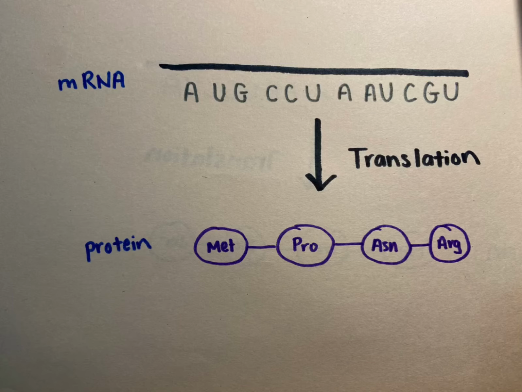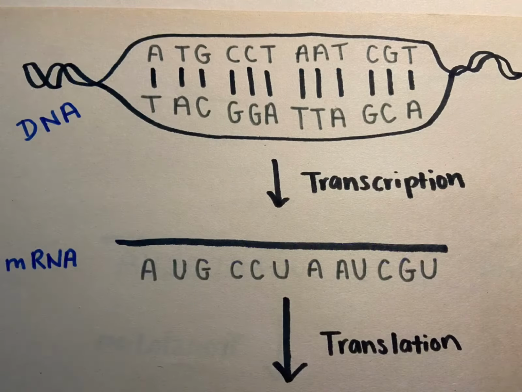Hello, today we are going to discuss translation and the role that tRNA and several other molecules play in this process. First, translation is the process of converting genetic information in the form of nucleotides to amino acid sequences that produce proteins and other products necessary for the cell.